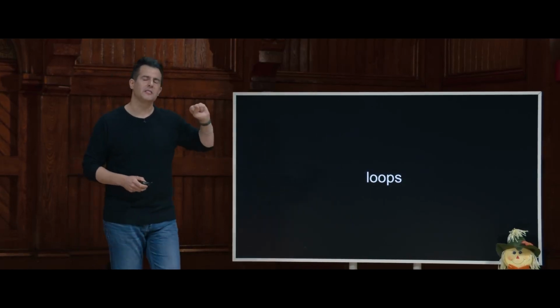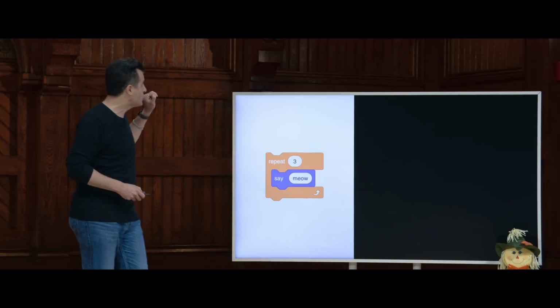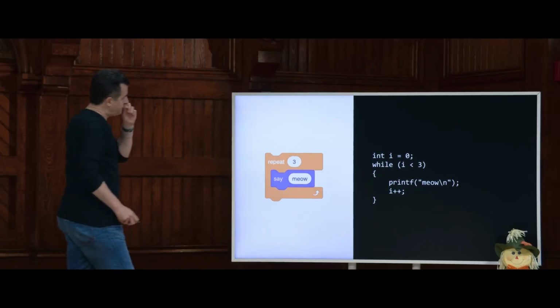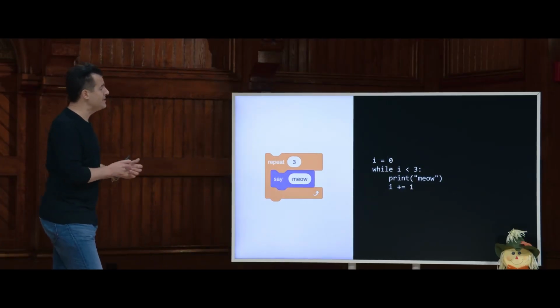But with loops, let's introduce one other feature that we can compare to Scratch. Here, for instance, in Scratch is how we might have repeated something 3 times, like meowing on the screen. In C, there were a bunch of ways to do this. And the clunkiest was maybe to do it with a while loop, where we declare a variable called i, set it equal to 0, and then iteratively increment i again and again until it equals 3, each time printing out meow. In Python, we can do this in a few different ways as well.